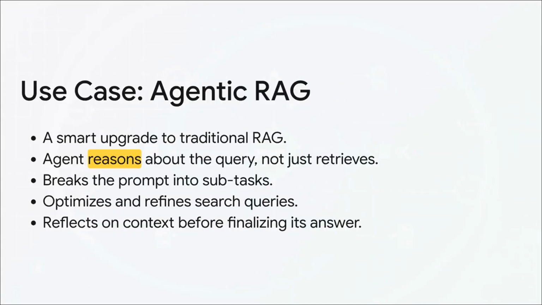Next up, a pattern called agentic RAG. Now, you've probably heard of RAG, Retrieval Augmented Generation. That's where you find some documents and feed them to the AI. Agentic RAG is the super smart version of that. The agent doesn't just grab data, it reasons about the query. So instead of just finding a document, it might break down the user's question into smaller pieces, run multiple searches, and then reflect on all the information it found before putting together the final answer. The result? Way more accurate and context-aware responses.